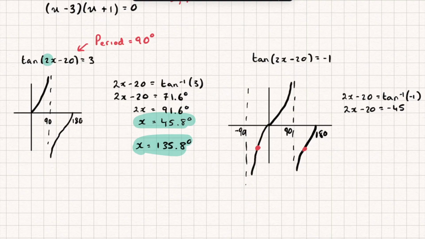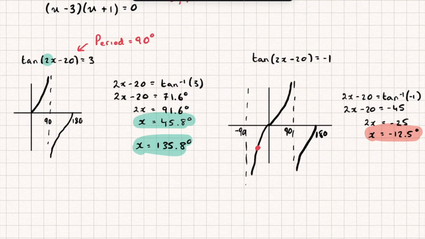then rearrange to make x the subject. But actually, I'm just going to rearrange to make x the subject now. So I'm going to add 20 to both sides, and that gives me 2x equals negative 25. Then we can divide both sides by 2, and we get x is negative 12.5 degrees. So that is the solution the graph has given us. Now, just because this isn't within our interval, it doesn't mean this solution isn't useful, because we're now going to use this to find the solutions that are within the interval we're interested in.